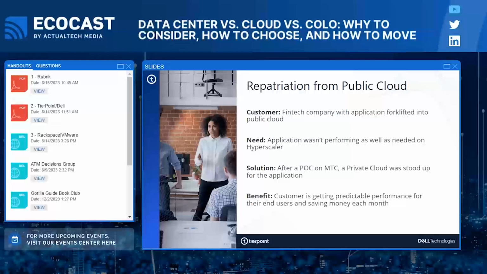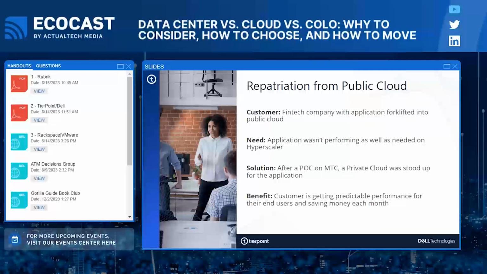We additionally did a proof of concept for the application on our multi-tenant cloud because we were able to spin that up quickly to support their testing. And they liked it so much, we deployed a private cloud for them, but kept the multi-tenant around for DR purposes. As a result, they're getting much more predictable costs and performance, end up saving $5,000 a month relative to public cloud, and their app performs 5 times faster.